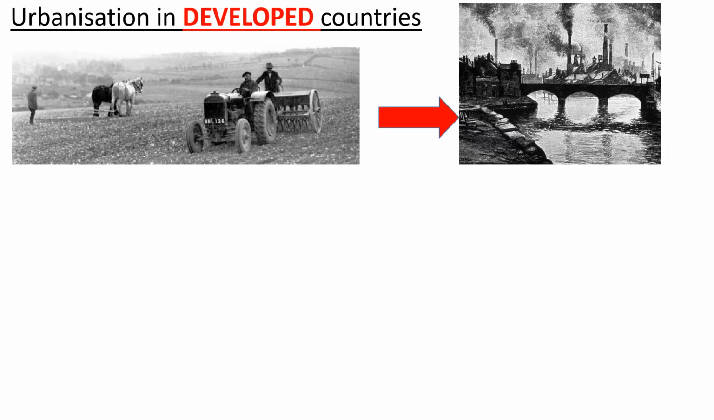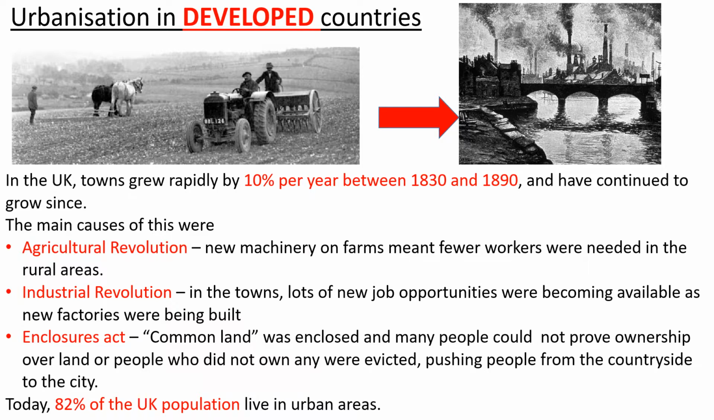Now, why did urbanization happen in developed countries? There are a couple of reasons, in the UK mainly. In the UK, between 1830 and 1890, towns grew rapidly by 10% per year and have continued to grow since. So this just shows rapid urbanization during that period of time. They still grow now, but not as quickly as that.